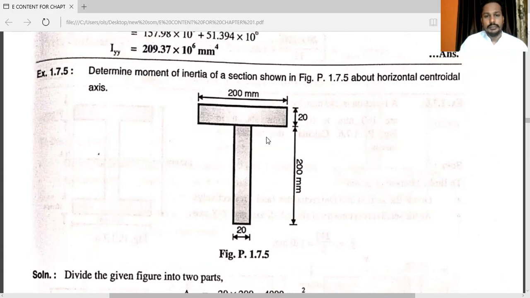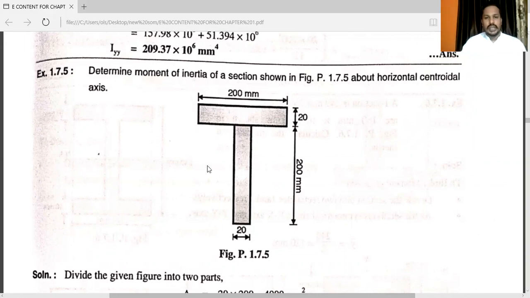You can see this diagram. This vertical web, this distance is 20. The height of this web is given, that is 200 mm. This one is a flange. You can see the horizontal rectangle. The distance is 200 mm. This vertical distance, that is 20. So here you have to calculate the moment of inertia of a section about the horizontal centroidal axis.